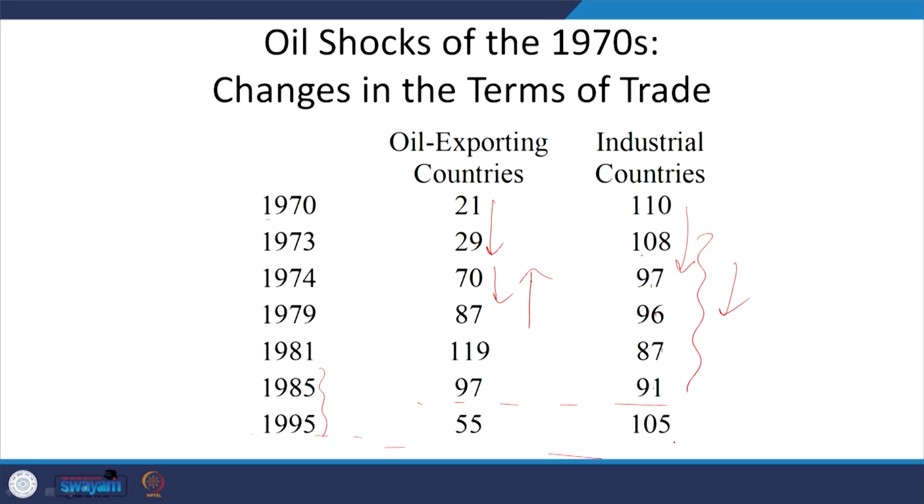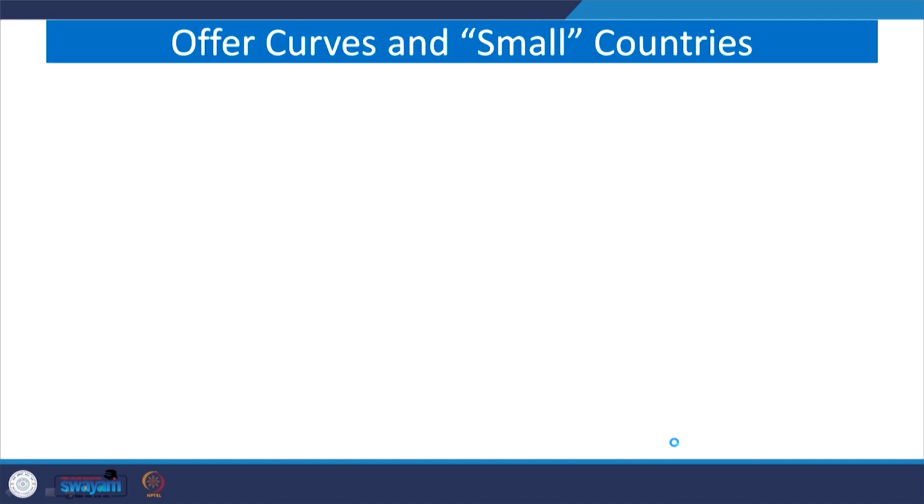There are other reasons which are responsible for the trends of change in the terms of trade. But 1970 is very important for countries across the world, because OPEC has given a strong impetus in terms of change in the terms of trade.